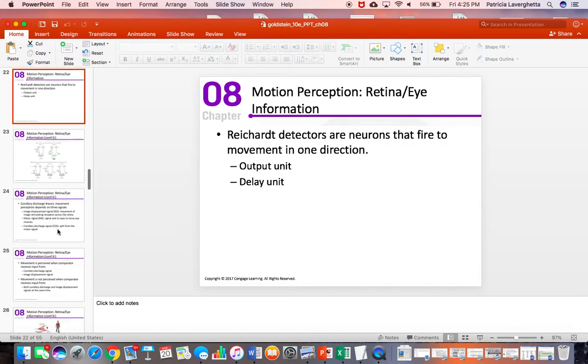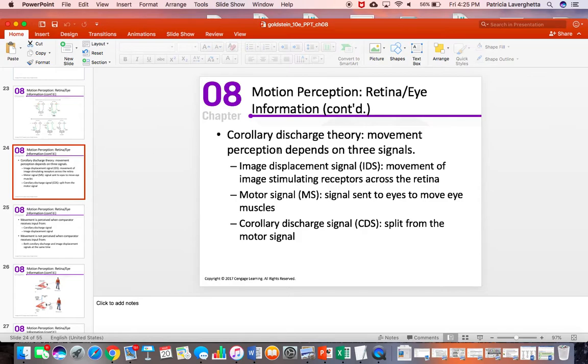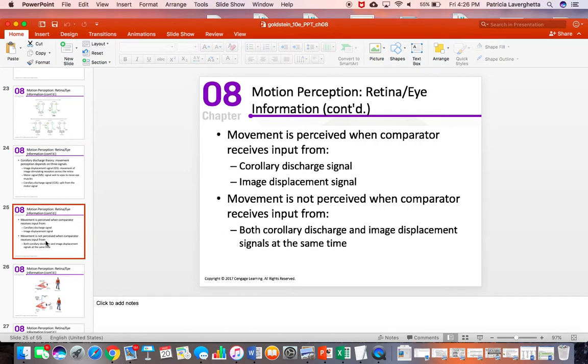One theory that's used to explain that is called the corollary discharge theory. Here you can see the basics of the theory. This is more of a cognitive type of theory where we have these hypothetical constructs: this image displacement signal, a motor command, and a copy that's sent off with the motor command, which is called the corollary discharge. So the idea is that there has to be some part of the brain that compares signals, that takes into account the image moving, but also whether or not the eyes are receiving motor commands. That's what they're trying to get into here.